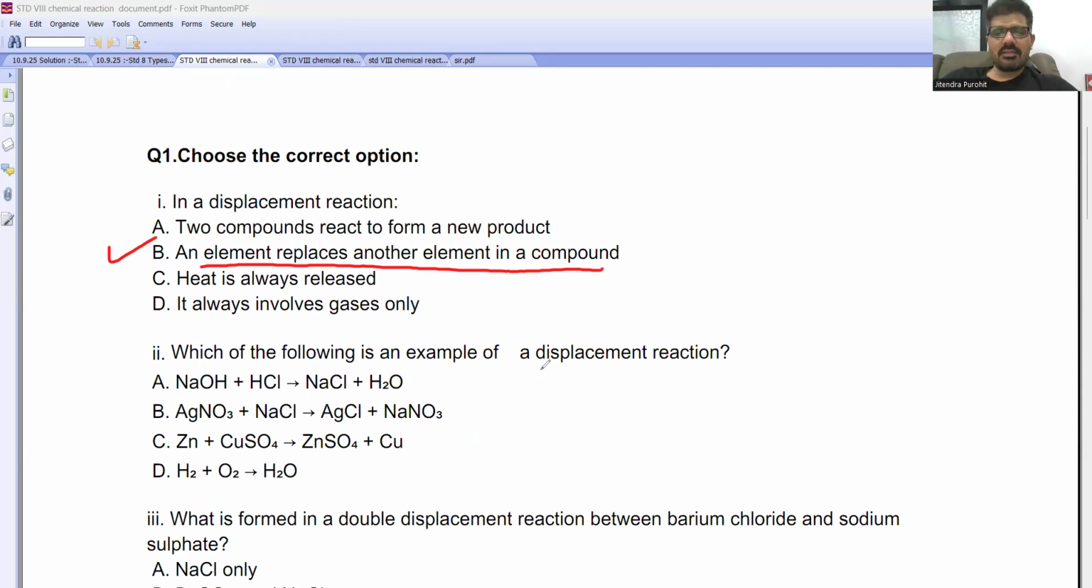Which of the following is an example of displacement? Which one is it, beta? Can you say this zinc is displacing copper? What is this first one? This is base, this is acid. The first one is neutralization.